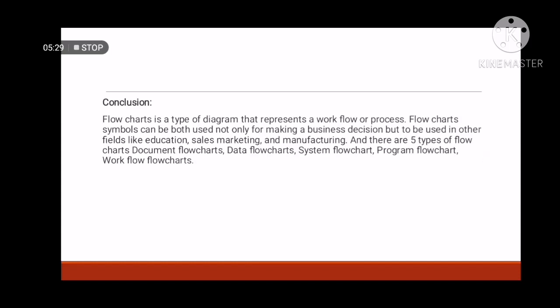Conclusion. Flowchart is a type of diagram that represents a workflow or process. Flowchart symbols can be used not only for making business decisions but also in other fields like education, sales, marketing, and manufacturing. There are 5 types of flowcharts: document flowcharts, data flowcharts, system flowchart, program flowchart, and workflow flowchart.